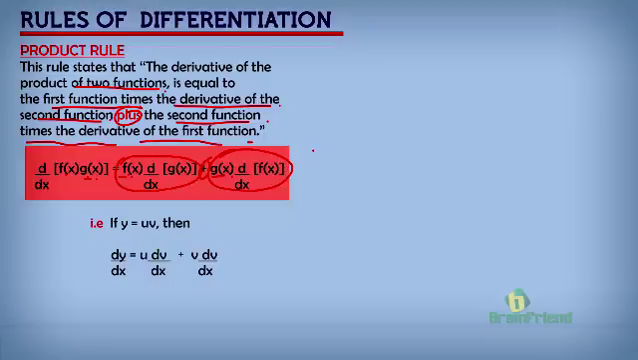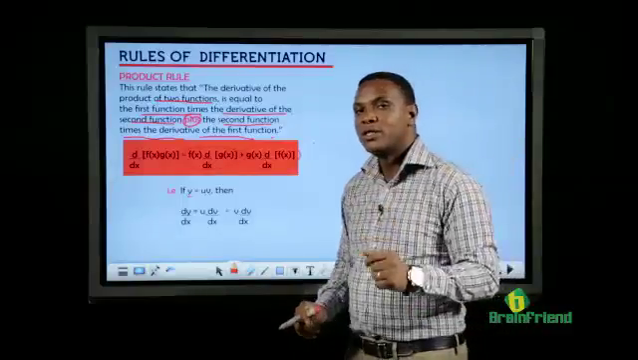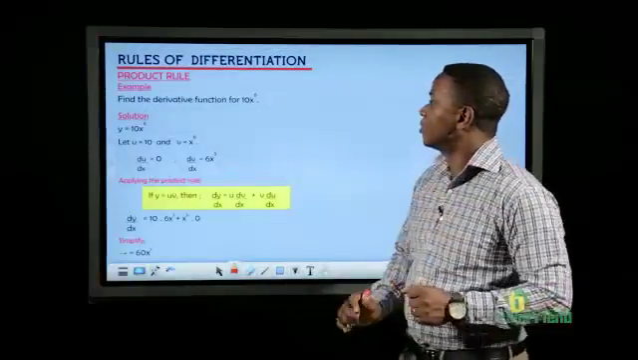So for easier understanding, if y is our given function in question, and y is a product of two functions, function u and function v, then dy dx, that is the derivative of y with respect to x, is what? u multiplied by the derivative of v plus v multiplied by the derivative of u. To understand this better, we need to look at some examples.